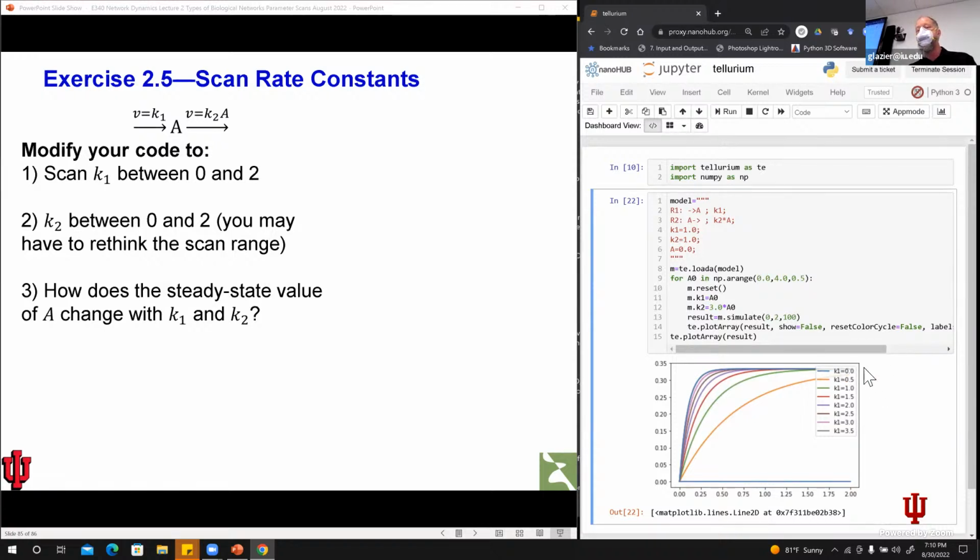Well, I haven't run it long enough, but it looks pretty good. What about this one here? Why is that blue one not obeying the trend?